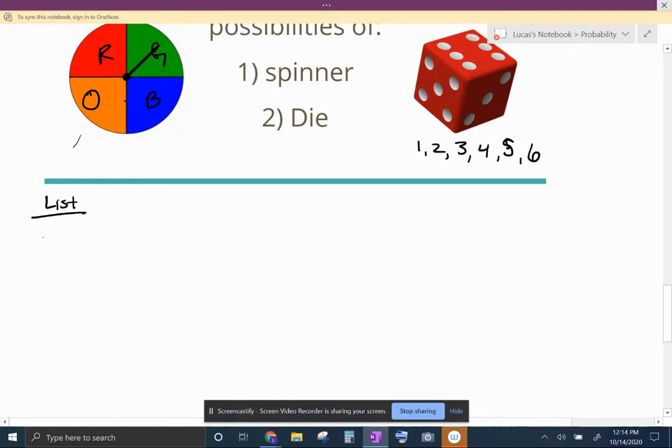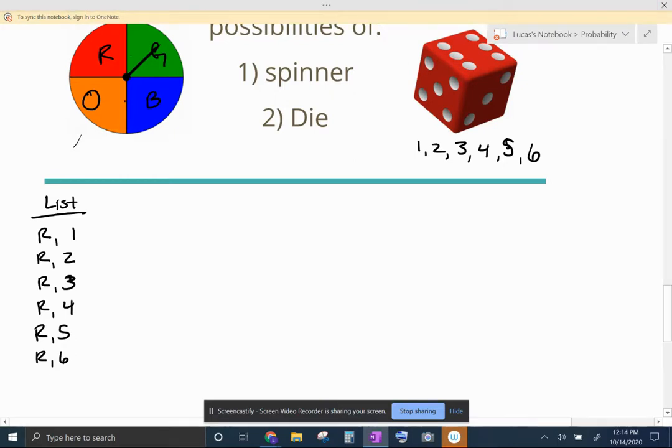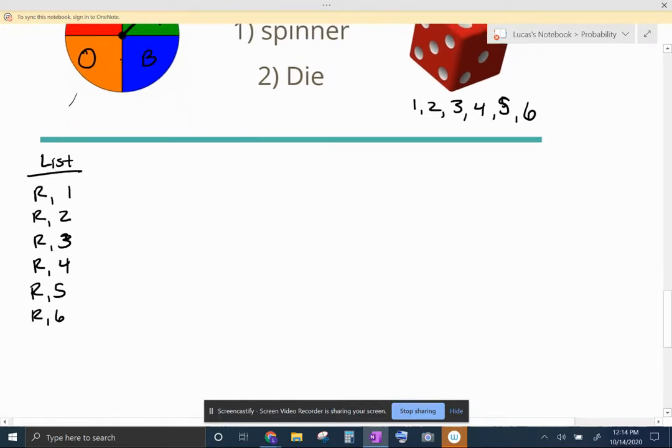Our list is I can get a red and then a 1, a red and then a 2, a red and then a 3, a red and then a 4. I can also get a red 5, a red 6, and I think that's it. I can't get a red 7 because I can spin the red, but I can't get a 7 on just one die. Okay.